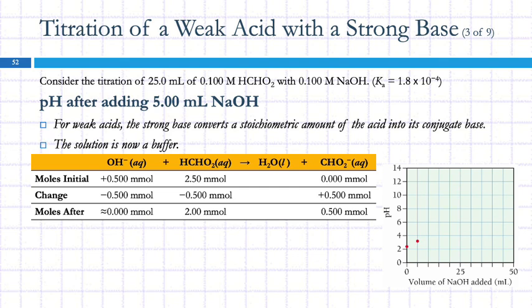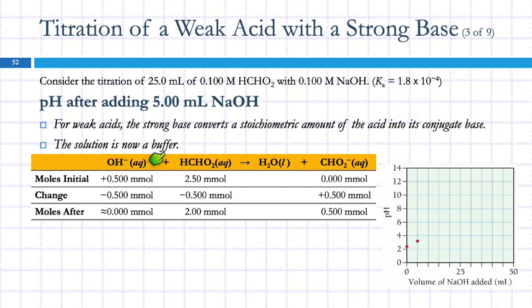So we're going to add 5 milliliters of sodium hydroxide to our weak acid and calculate the pH. For weak acids, the strong base is going to convert a stoichiometric amount of acid into the conjugate base. And now we have weak acid and conjugate base. The solution is a buffer. So we can use the Henderson-Hasselbalch equation, which makes things go a little faster. So here is our stoichiometry table for adding the sodium hydroxide.